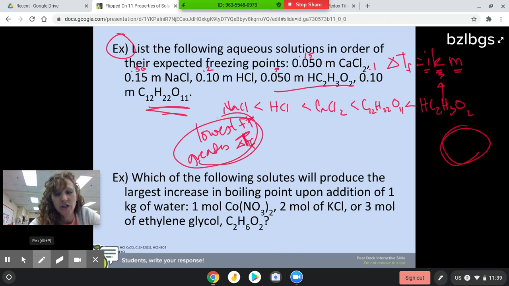Very similar question. And you don't have to rank this. You just tell me which one has the largest increase. Alexis, you got it.